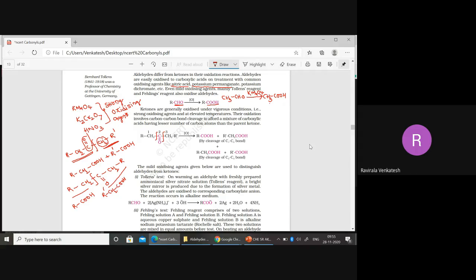If I take an R dash, one is R dash COH, the other is RCH2COH, another is RCOOH, and another is R dash CH2CO. That means how many products are we getting? 4 products. So by cleavage at C1, C2 or C2, C3, you get 4 types of products.